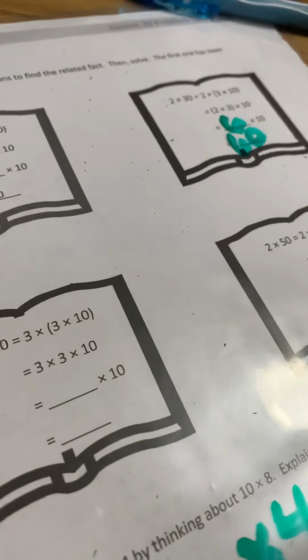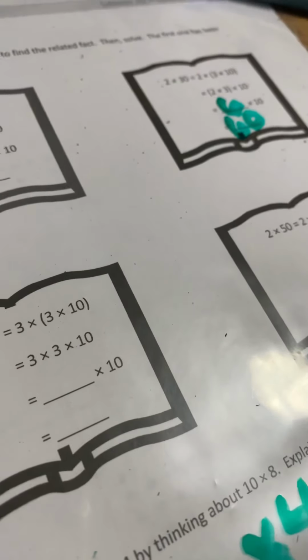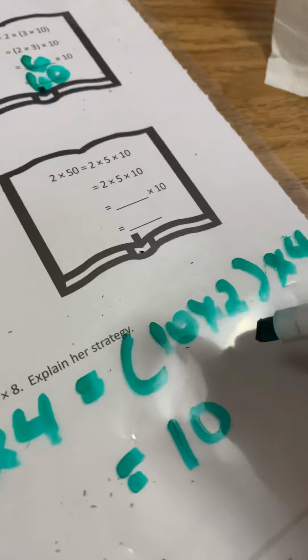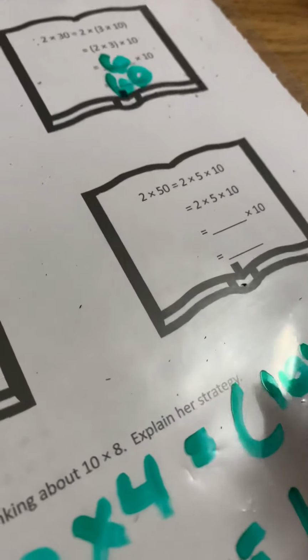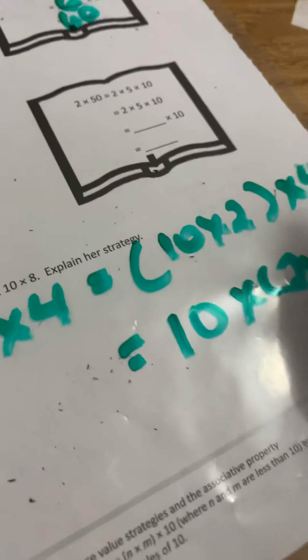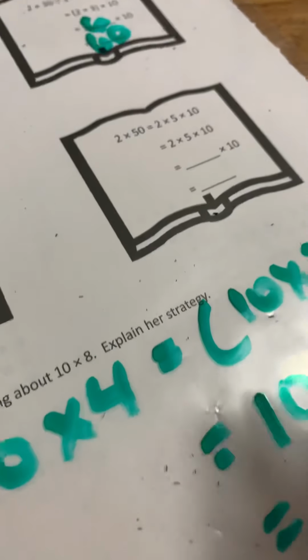So we're going to write it just like this. We're going to change the parentheses a little bit. 10 times 2 times 4, okay? And then we're going to solve it. And we're going to equals 10 times 2 times 4 is 8, equals 10 times 8 equals 80, all right?